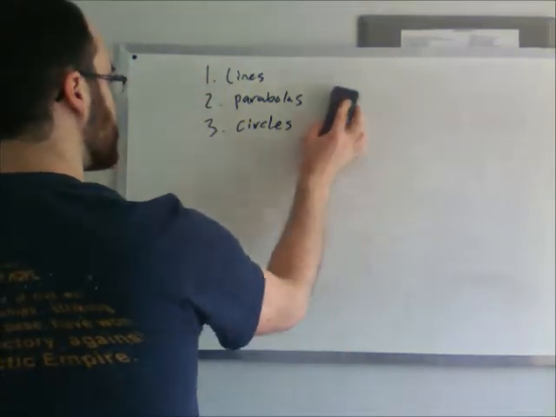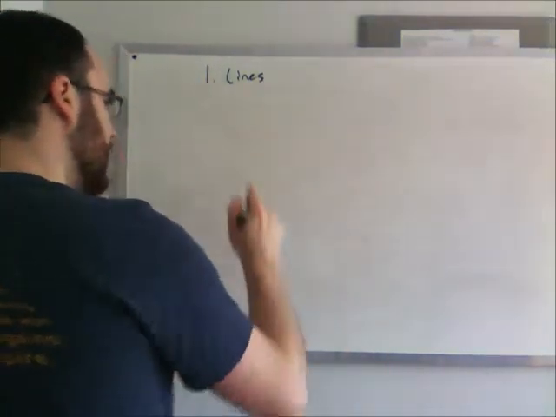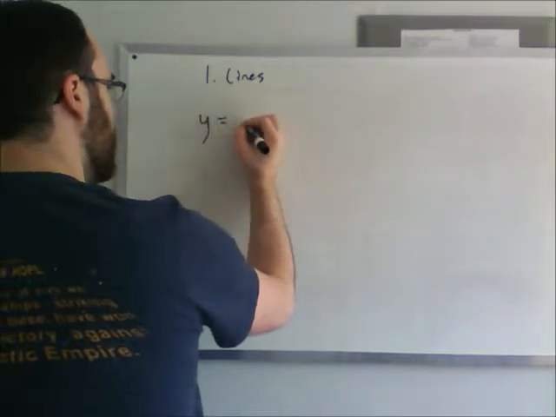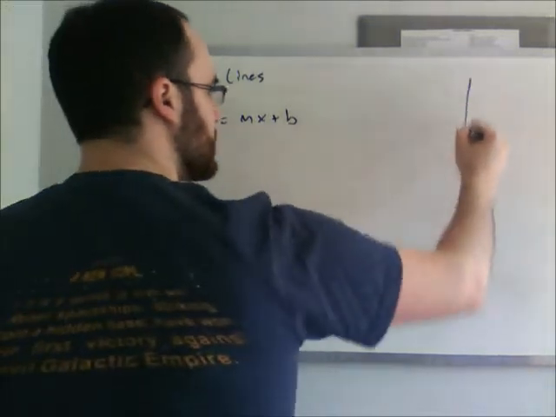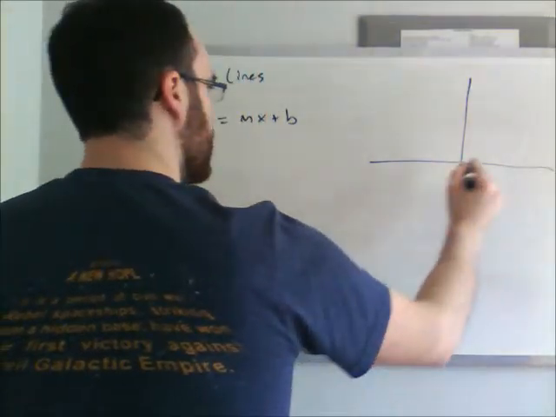So let's talk about lines first. If we have a line, the format that we're going to talk about is y equals mx plus b. So this is our line. We have different ways we can plot this on a Cartesian coordinate system.